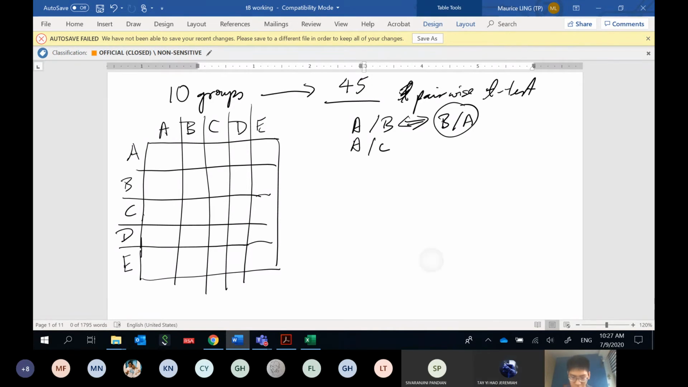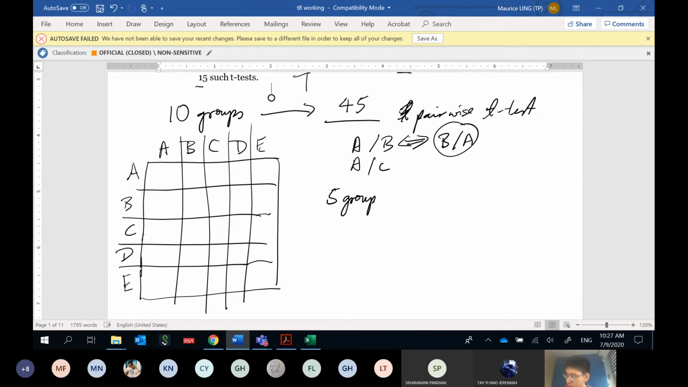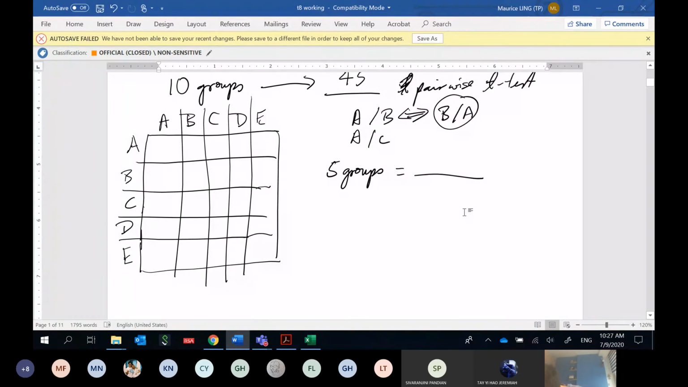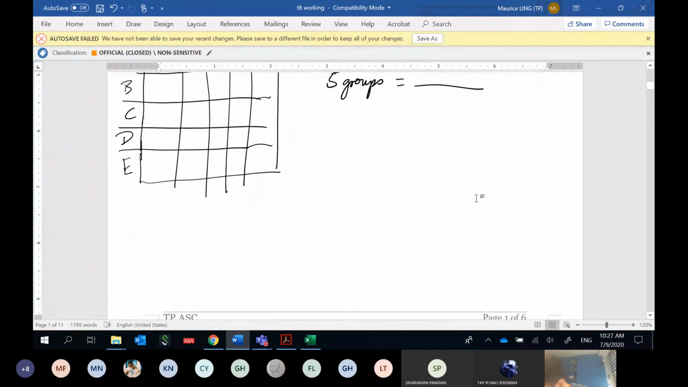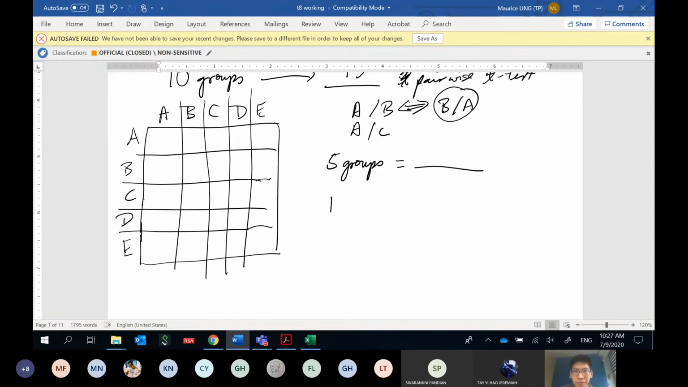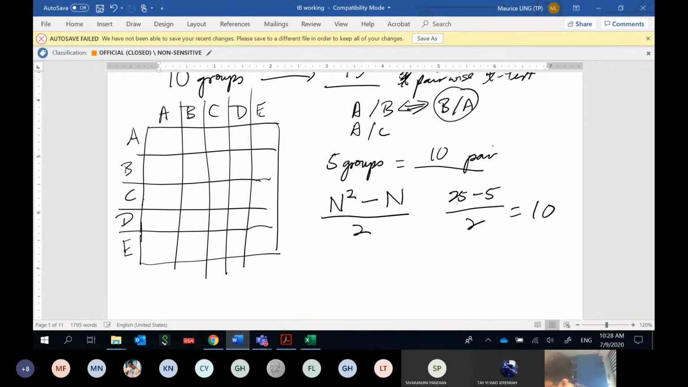So if I have five groups, I will need to make only a certain number, which is definitely less than 15. So what is the number? The way to calculate it is: the number of groups, n, you square it, minus n, divide by 2. So in this case it will be 5 squared, which is 25, minus 5, divide by 2. So it will be 10. So we need to do 10 pairwise tests. How do we actually get 10? This 5 times 5 is 25. Makes sense, right?